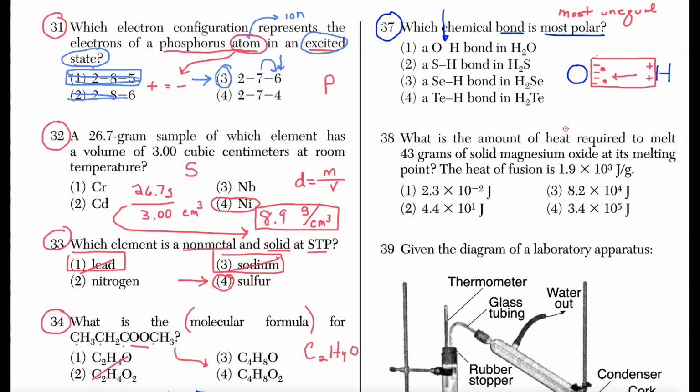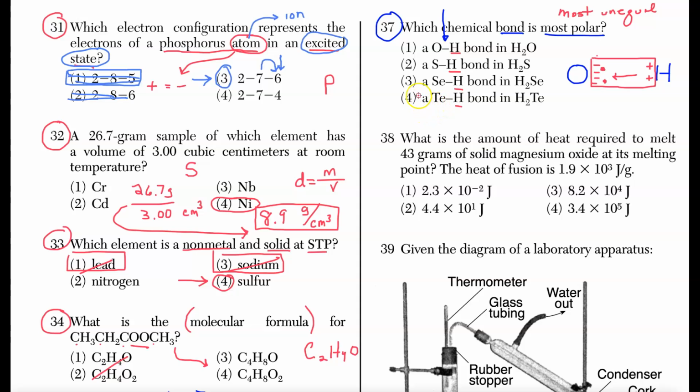Now, how do I know it's OH and not SH, SeH, or TeH? Well, I can go to the reference tables, look at Table S, look up every single one of these and subtract. Okay? Or I can understand my trends. Since I'm bonding with H, all I got to do is pick out of these 4 who is the most electronegative.